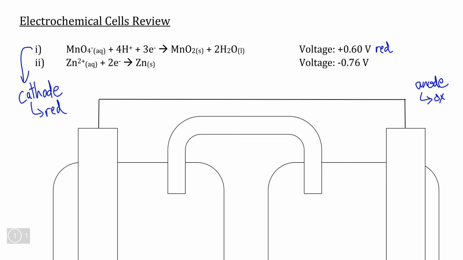Conversely, because the zinc half reaction in the reduction form has a negative voltage, we can assume that if we flip the zinc reaction the other way and turn this into the oxidation reaction, it is going to have a positive voltage, and therefore this is the half reaction that occurs at the anode.